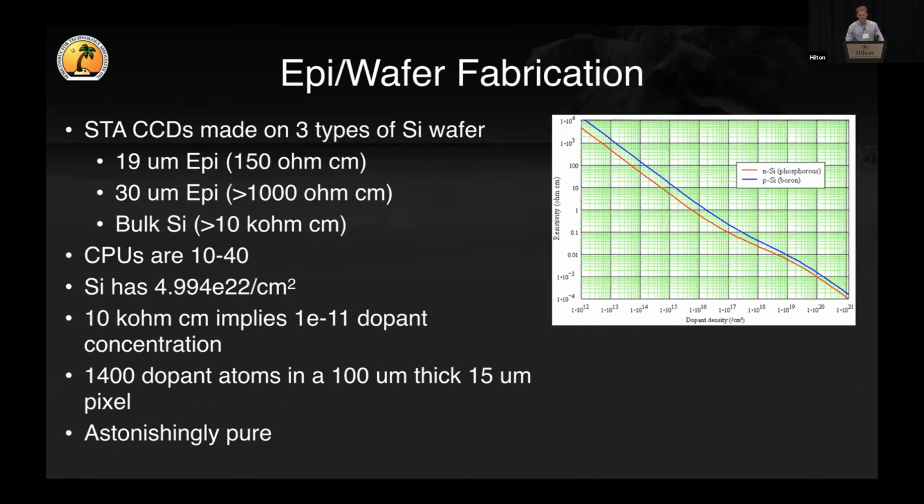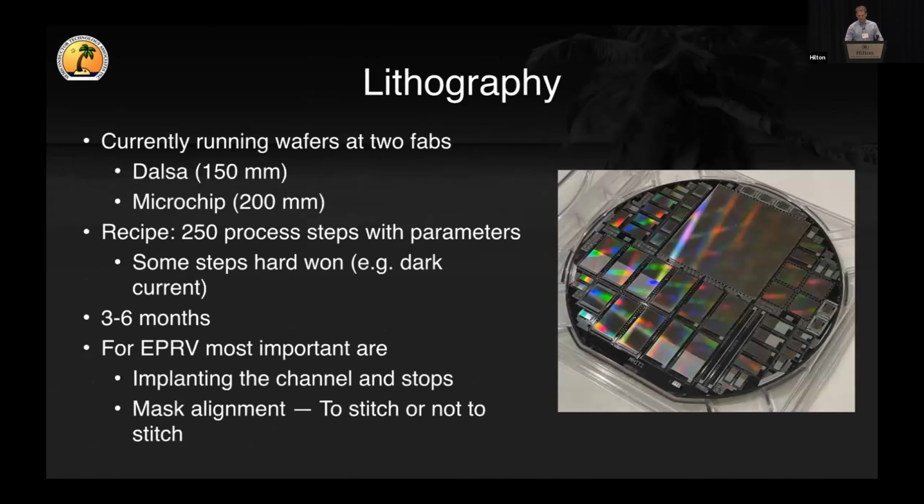I did the calculation on what the concentration of dopants is in our purest silicon. Somebody was saying earlier today, this is Eikenberry, that if you breathe on the fibers, they'll change the modes. If you breathe on the 10 kilo ohm centimeter silicon, it changes its doping concentration. The stuff is so pure. We're talking about countable numbers of dopant atoms inside of pixels.